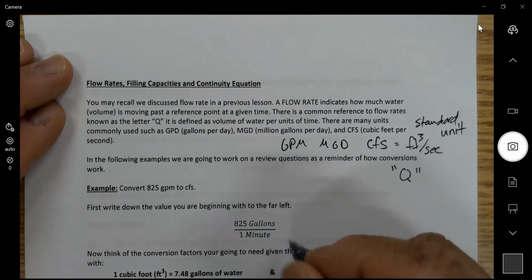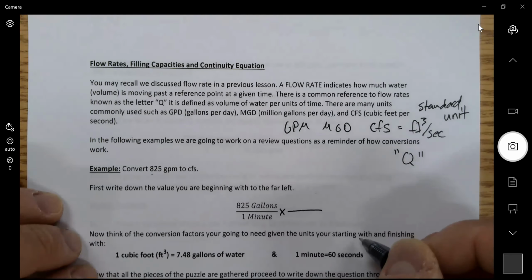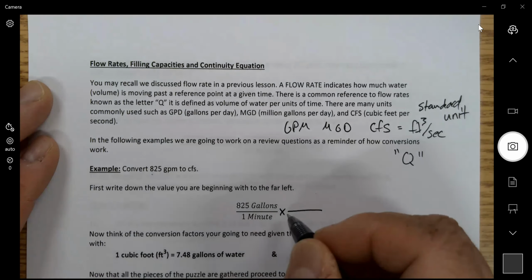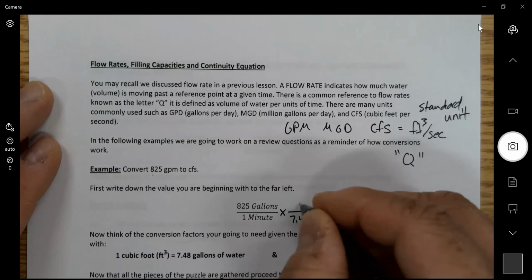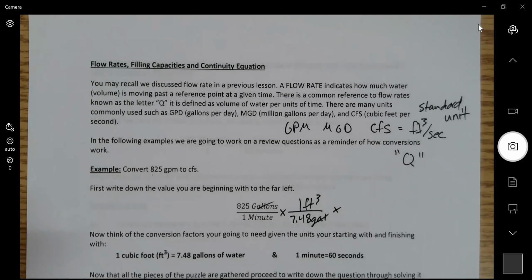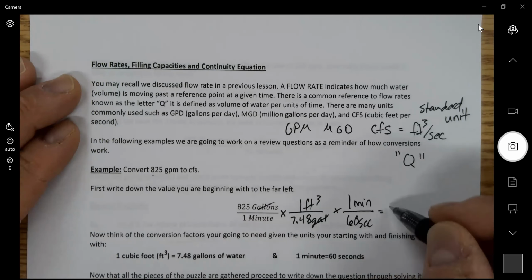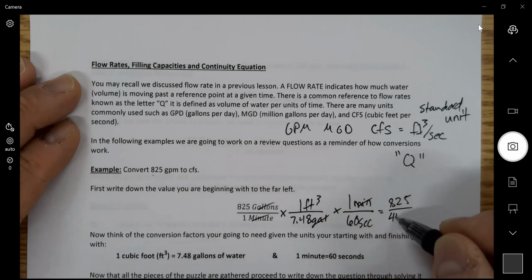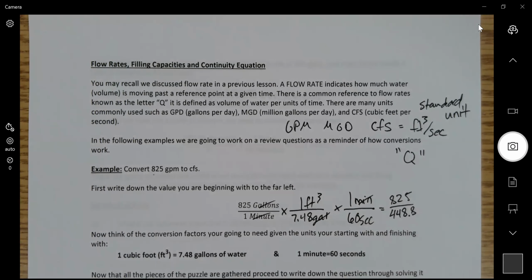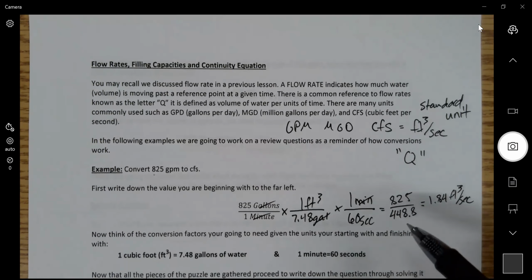So here in the very first example, we're going right back to what we know. Convert 825 gallons per minute to cubic feet per second. Here's the conversion factors right here. So if gallons are on top, where do they got to be to cancel? Right here, I see 7.48 gallons. Well, that equals 1 cubic foot, so that goes up top. Gallons cancel. Well, I see minutes on the bottom, so minutes need to be on the top to cancel. 1 minute equals 60 seconds. So we're going to get 825 divided by 448.8, and we're going to get 1.84 cubic feet per second. So I'm doing this as a reminder of how to do this, because if you are not given cubic feet per second, you must convert them, okay?